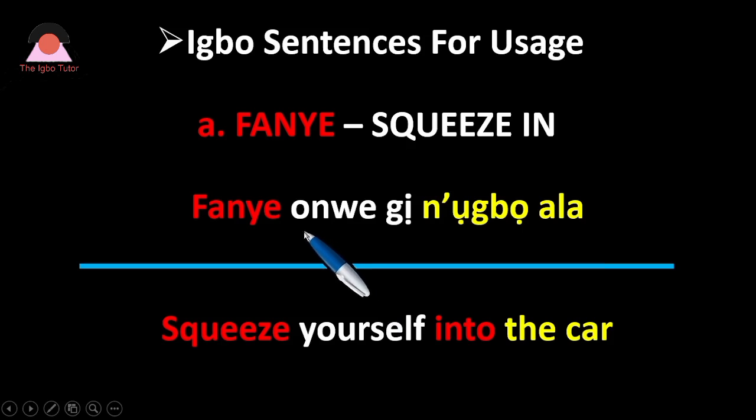From the color, you can see that onwegi is yourself. Please, if you are new to our channel, pay attention to the color of each word, because they are meant to give you their individual meaning. This will give you a double advantage of knowing word meaning, phrase meaning, and sentence meanings as you watch our video. So pay rapt attention.